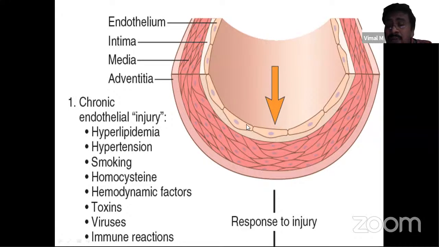When the endothelium is intact, nothing happens. The blood vessel is protected from the thrombogenic factors. But when there is damage to the endothelium, especially because of these risk factors, what happens is the concept, the theory put forward, the endothelial injury hypothesis.